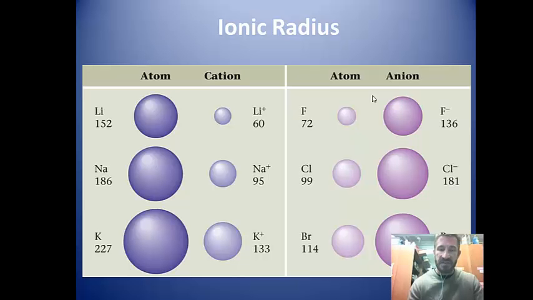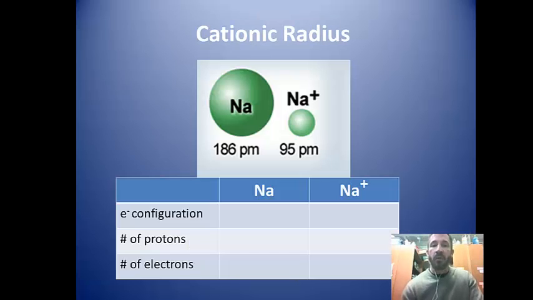Why is this? We can also see if we look at the ionic radius of, for example, these, which are out of your text. If you look at lithium versus lithium ion, sodium versus sodium ion, potassium versus potassium ion, in each one of these cases, the cation is smaller. Then when you go to the nonmetals, the anion, the negative ion, is larger. Why is that? If we look at each one specifically, it's pretty easy to determine.